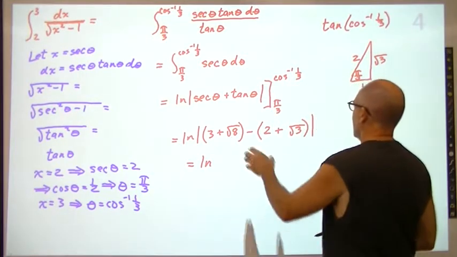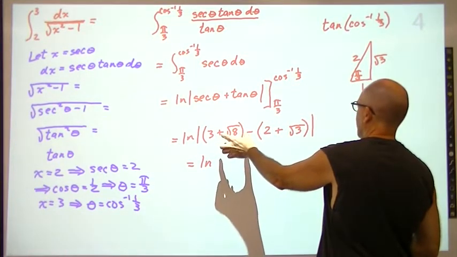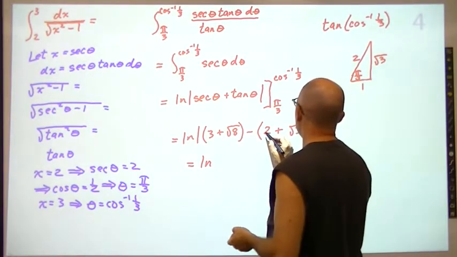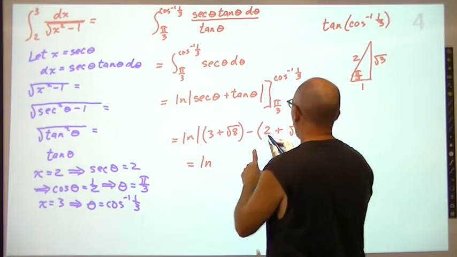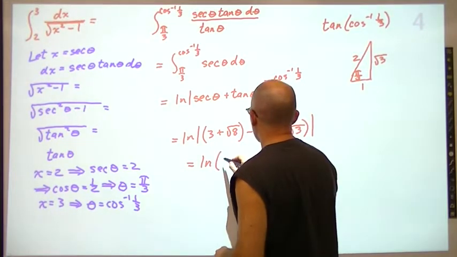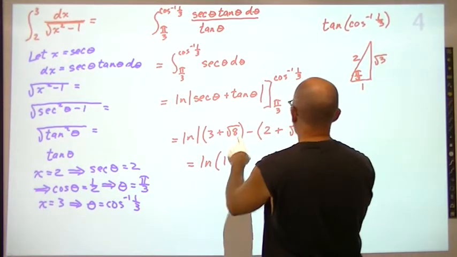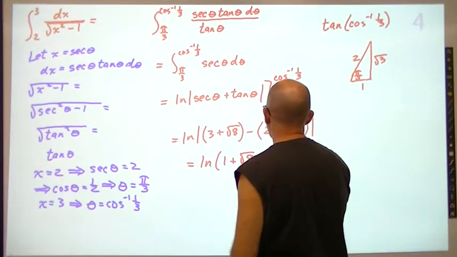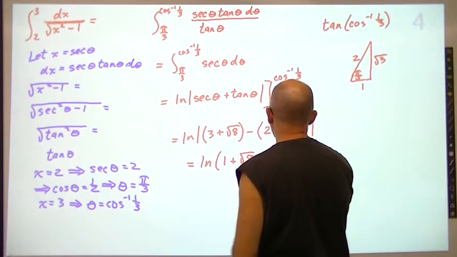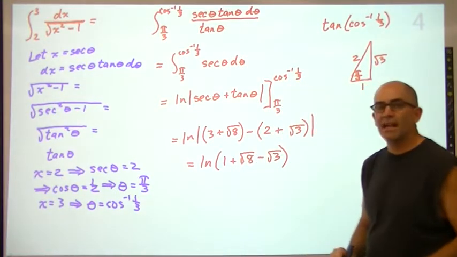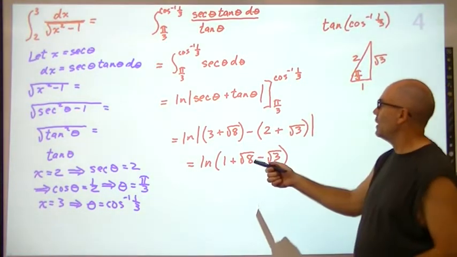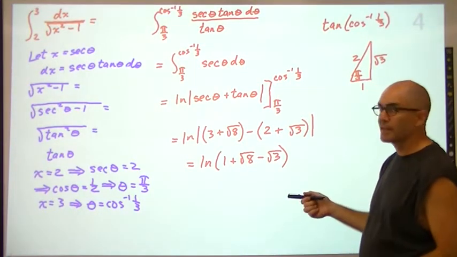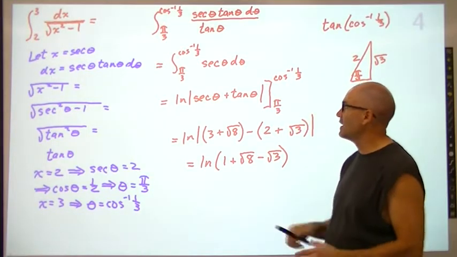Okay, now that's it. I've got natural log. Now notice this already is positive, so we don't need absolute values. So I've got 3 minus 2, which is 1. Then plus the square root of 8 minus the square root of 3. Bam, that's it, game over. Now, you could plug that into your calculator and get a decimal approximation. But this is the exact answer.